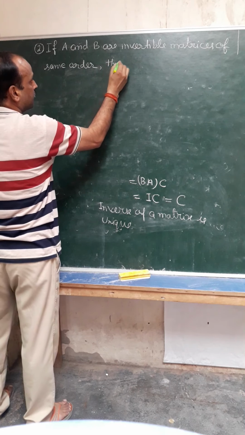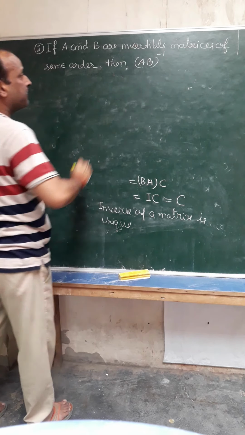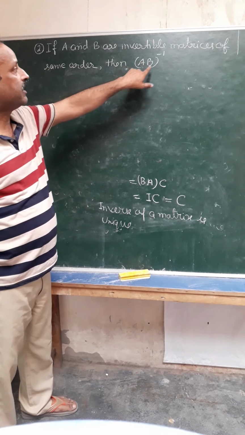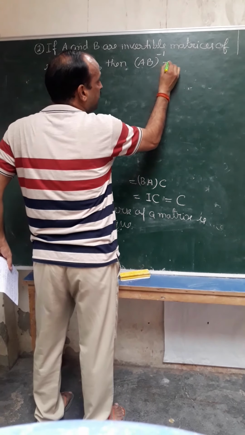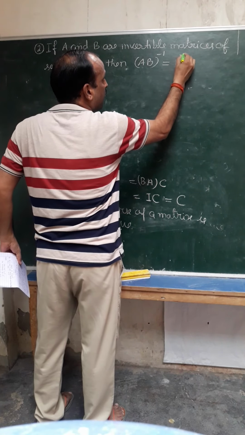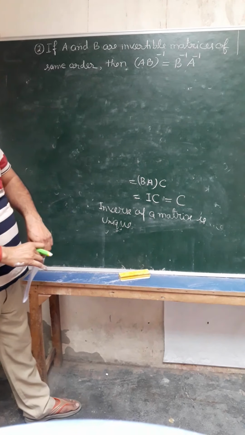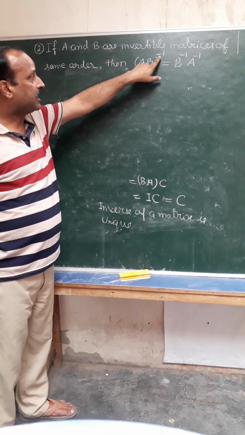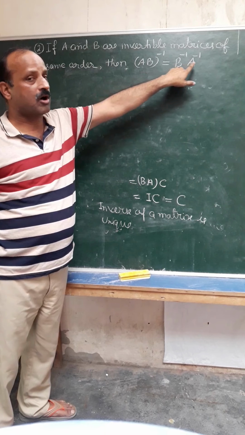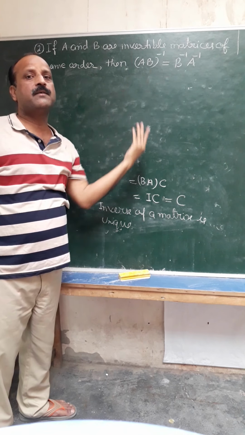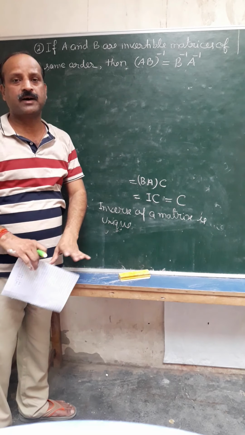Then (AB) inverse, that is the inverse of the product of A and B, will be equal to the product of inverses in reverse order. Inverse of a product is equal to the product of inverses in reverse order. Here, on the left we have AB, and on the right hand side we have B inverse A inverse.